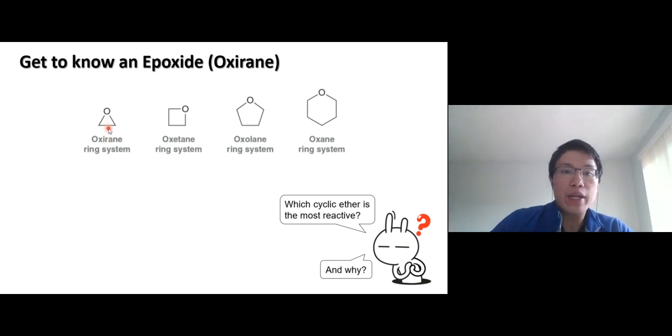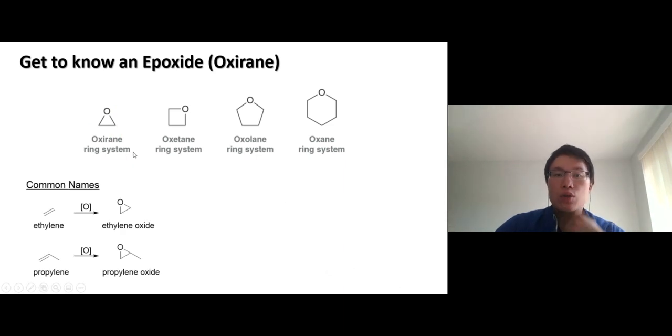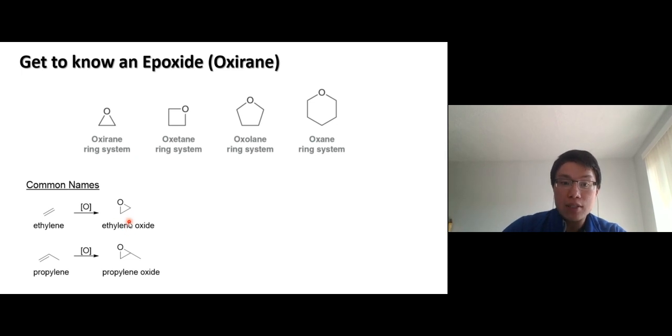Because of the reactivity, we're going to focus on the oxide ring system, or we call this guy an epoxide, a 3-membered ring ether. A little bit of common name so we can communicate. The all-time common name, this guy we call ethylene oxide because it's made of an alkene named ethylene. Propylene oxide is made of propylene.